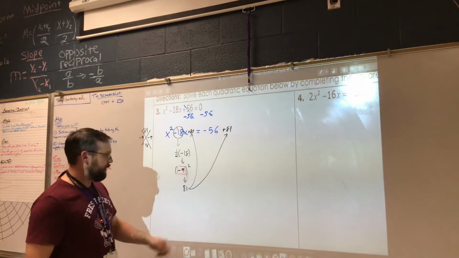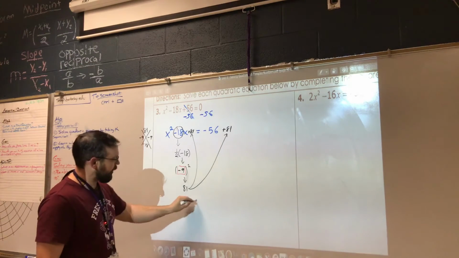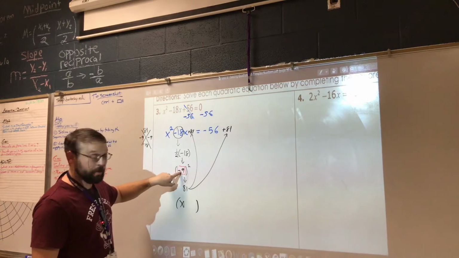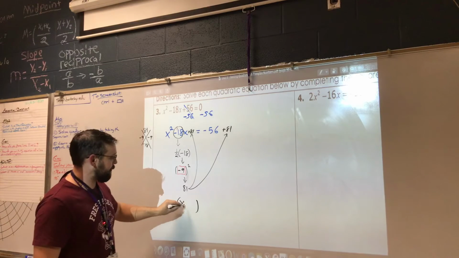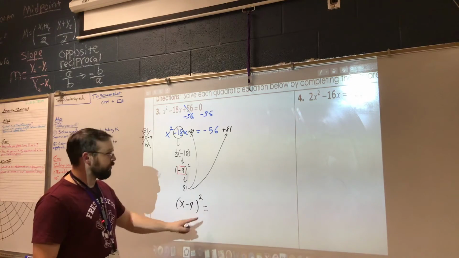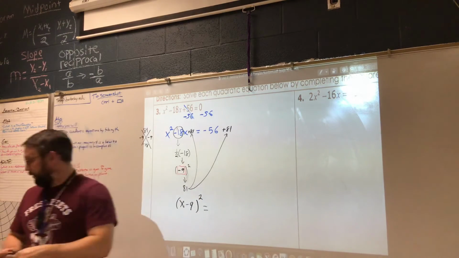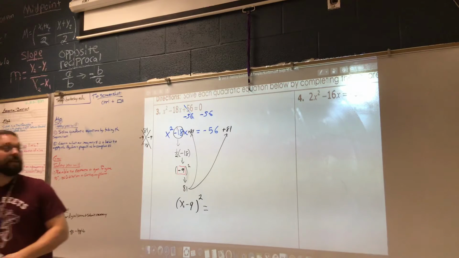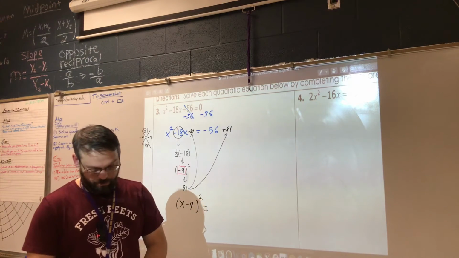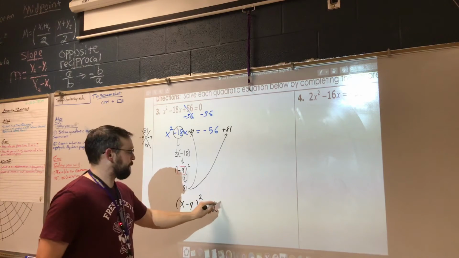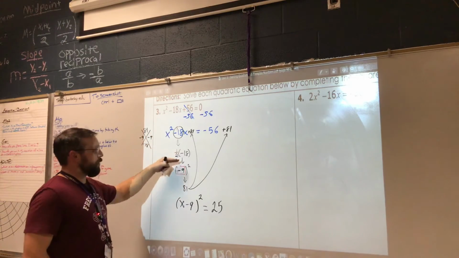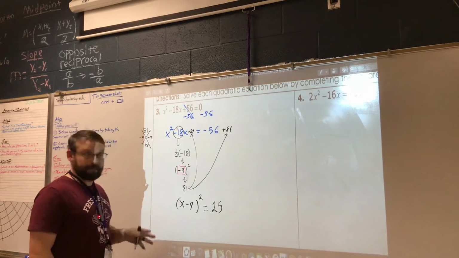So your takeaway is this. I can rewrite this as x, and whatever this number right here is, the number that you're fixing to take the square of, minus 9 quantity squared, and then equals, right? You take your negative 56 plus 81. So negative 56 plus 81 is 25. Okay, so this right here is the process of completing the square. That's what it looks like.